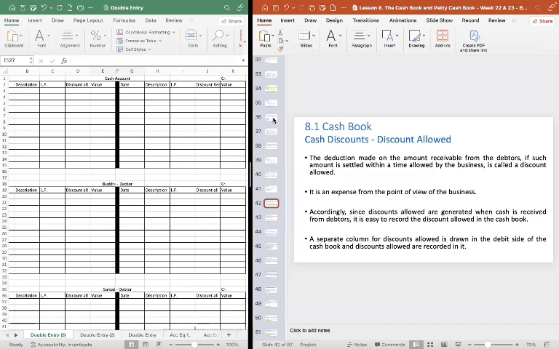So on the debit side, you provide a separate column called discounts allowed, and you record the discounts allowed on that debit side or left hand side.